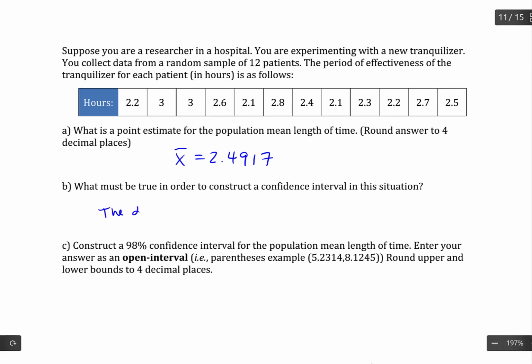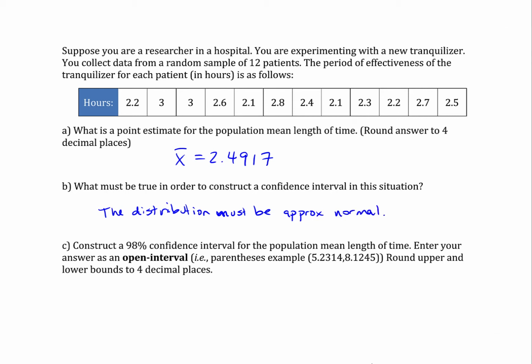So the distribution must be approximately normal. All right, now it doesn't state that in the problem, but we're going to make that assumption and then move on so we can answer part C.